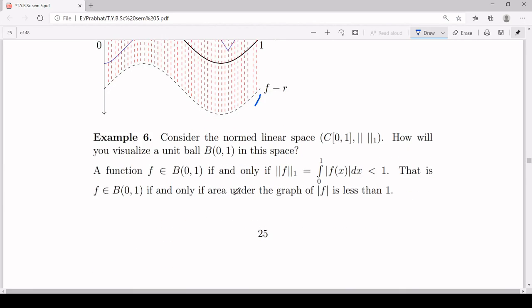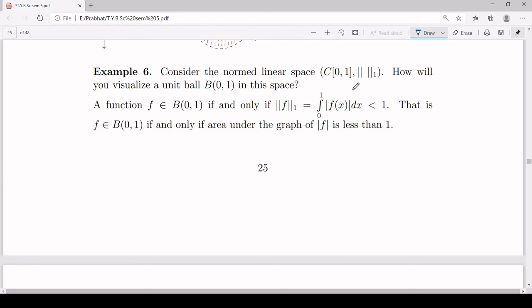Next, consider the normed linear space C[0,1] with norm 1. Now, do you remember how the norm 1 was defined? It was defined as the norm of f equal to the integration of mod f of x dx between 0 and 1. And here again we are asked to visualize B(0,1), that means the open unit ball. So again, we will follow the definition. f will belong to B(0,1) if and only if the distance between f and 0 is less than 1. The distance between f and 0 is norm of f minus 0, that means norm f should be less than 1. That means this integral of mod f of x between 0 and 1 should be less than 1.